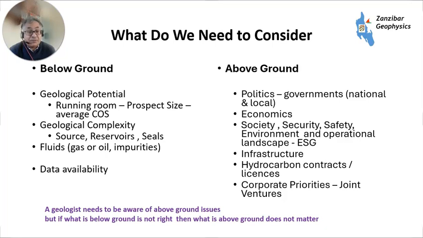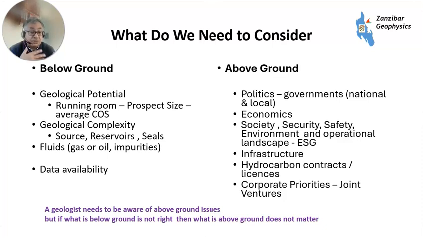What's the running room in a basin? Are we likely to find more things? How big are the prospects? Are they going to be above our economic threshold? And what's the average chance of success? Look at geological complexity, sources, reservoirs, and fields. The complexity is not necessarily a bad thing because the more reservoirs you have, more different reservoirs, more different plays, you have more running room. If you're effectively in a one-play basin, that tends to get exhausted fairly quickly.